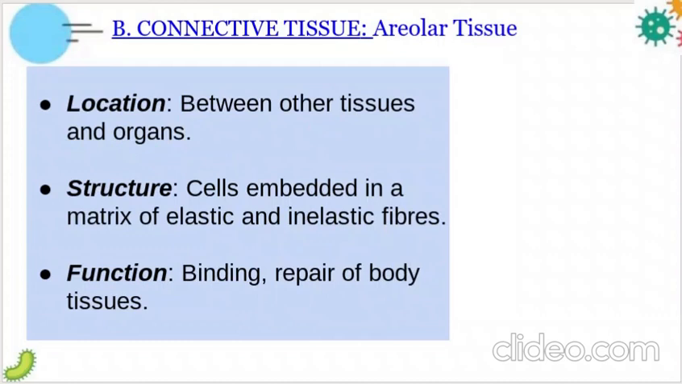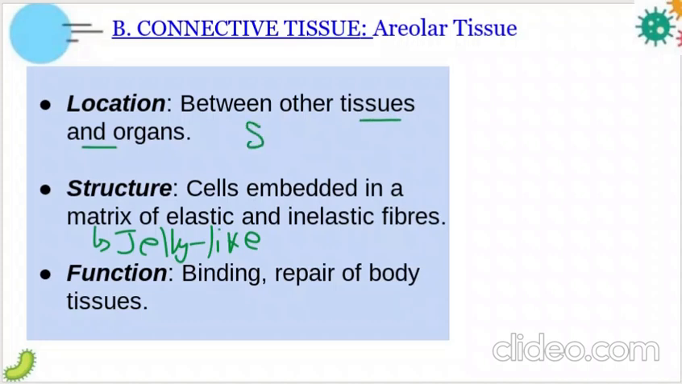They have a semi-fluid, jelly-like matrix. The matrix is a jelly-like substance, and there are many things present in it, like elastin fiber, fibroblasts, mast cells, right? They are found between the skin and muscles also. So again, as I said, the location is between other tissues and organs.